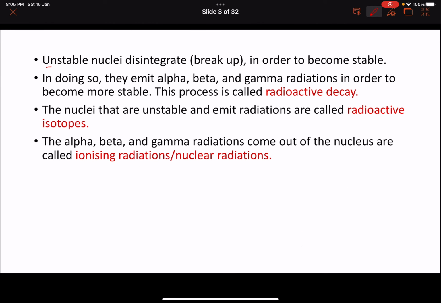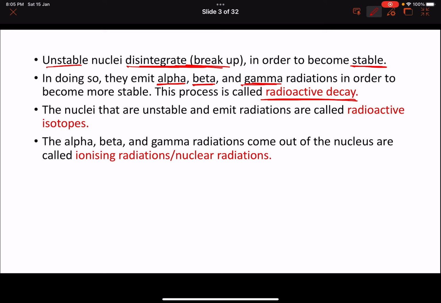So an unstable nucleus will disintegrate, and by disintegrate I mean it will break up or make some changes in itself. And why would it do that? So that it can become stable. Now while it disintegrates, something comes out of the nucleus. It's usually alpha, beta, or gamma radiations. So this process of disintegration of an unstable nucleus for it to become stable is called radioactive decay.